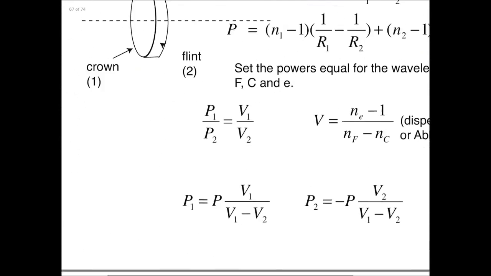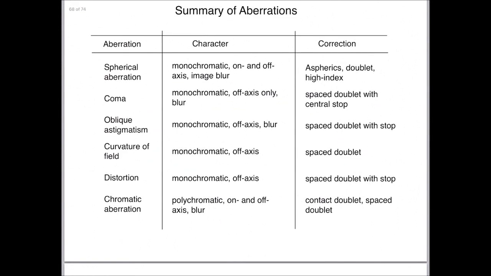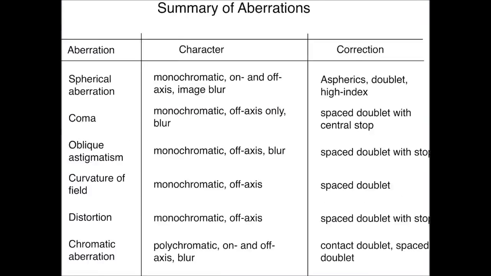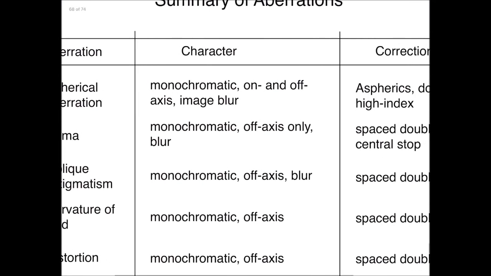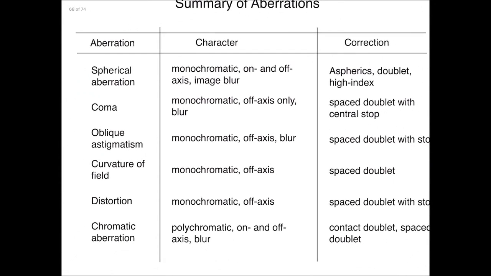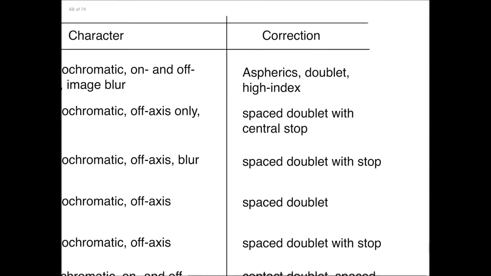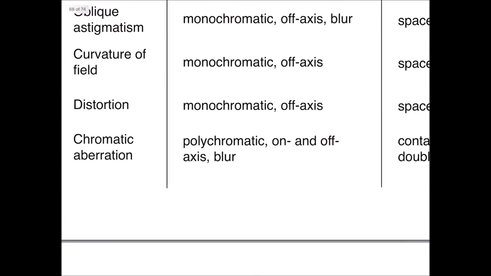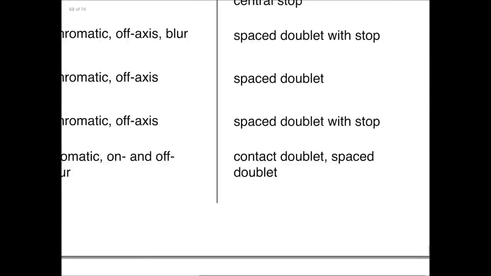Okay, so this slide gives you a summary of different aberrations that you can find in different optical systems, like spherical aberration, and what the character of that aberration is. Some cause image blurs and some cause off-axis blurs and so on, and what you can use to correct these problems. You can look up each of these, like space doublets, and in the case of chromatic aberration that we discussed, we use contact doublets, the crown and the flint.